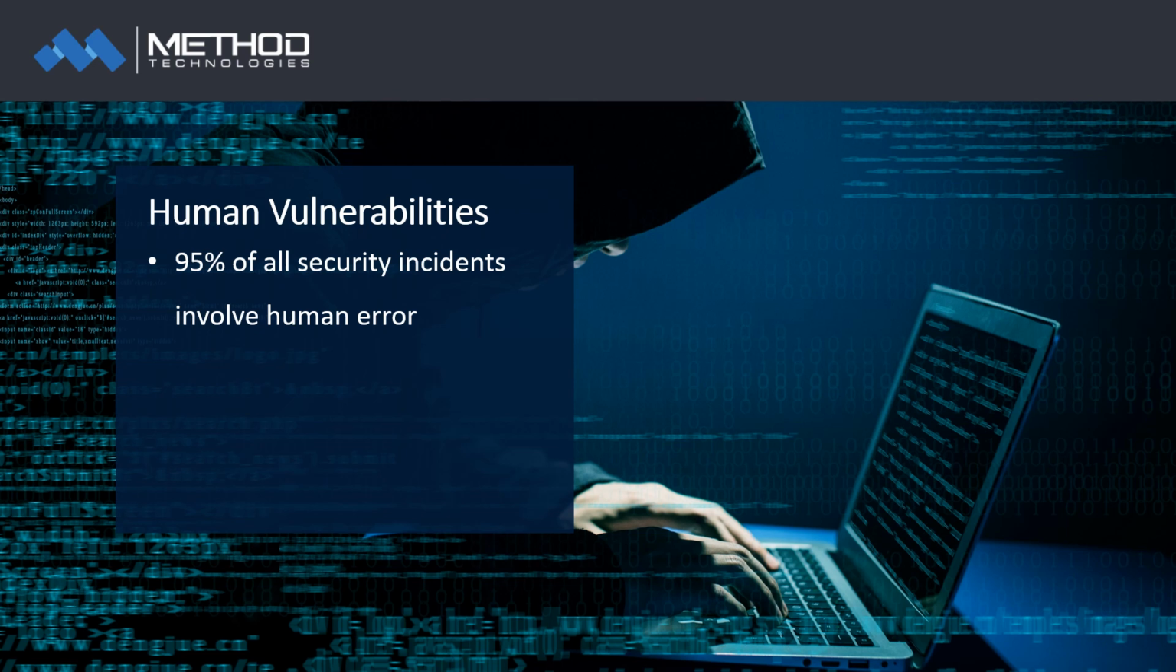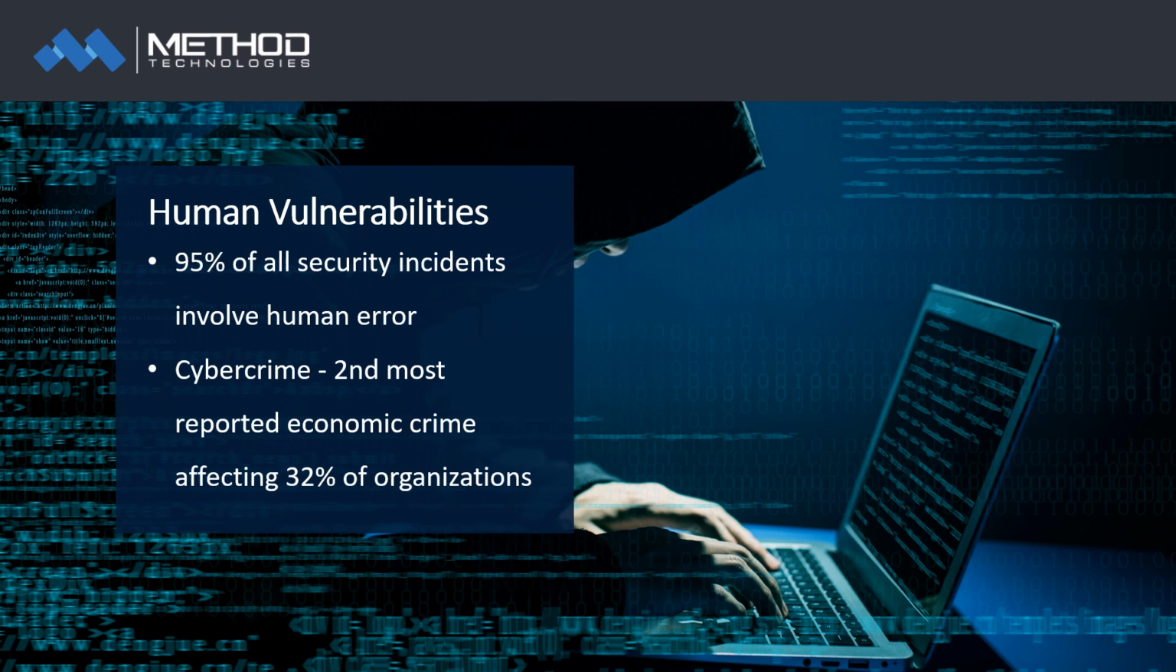By and large, though, the biggest vulnerability you'll run into is human vulnerabilities. 95% of all security incidents involve some sort of human error. So of everything we've talked about up to this point in terms of hardware and software vulnerabilities, they represent a very small fraction, 5% of all security incidents. Because of this, cybercrime is now the second most reported economic crime, and it affects 32% of organizations. So that's essentially 1 in 3. That's a pretty staggering number when you think about it.